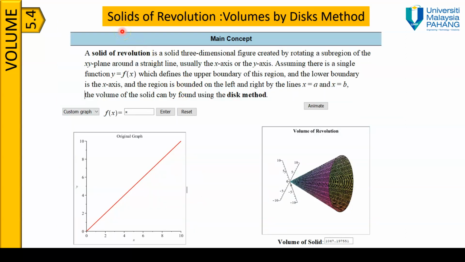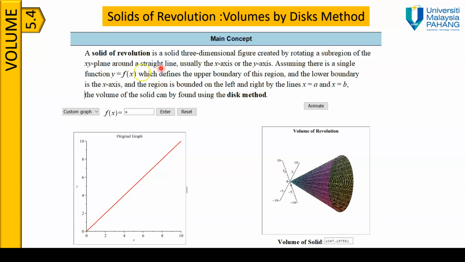Let's start by looking at solids of revolution, to calculate volumes using this method. The main concept is as explained below. A solid of revolution is a three-dimensional solid created by rotating a subregion of the xy plane around a straight line, usually the x-axis or the y-axis. Depending on the case, either we revolve about the x-axis or about the y-axis.